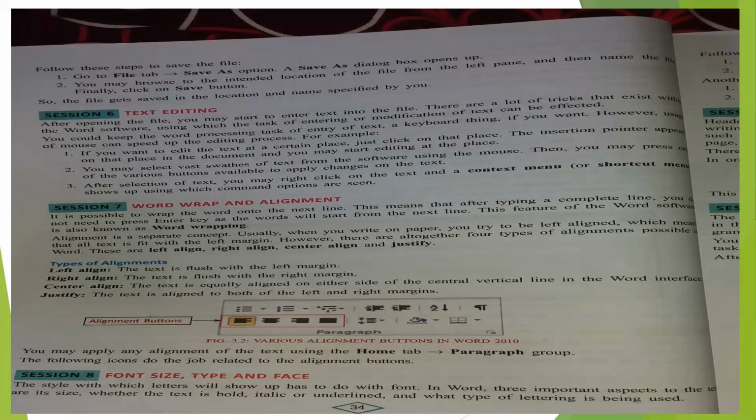Next is word wrap and alignment. Word wrap means that you don't have to press the enter key to go to the next line. If you have defined a particular shape in which your words need to be wrapped, then they will by default be wrapped in that position only. You don't have to use enter or any other keys to switch to the next lines.